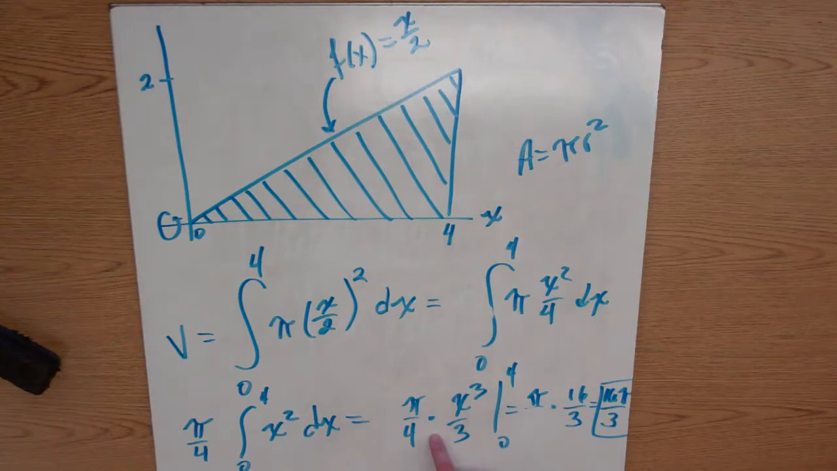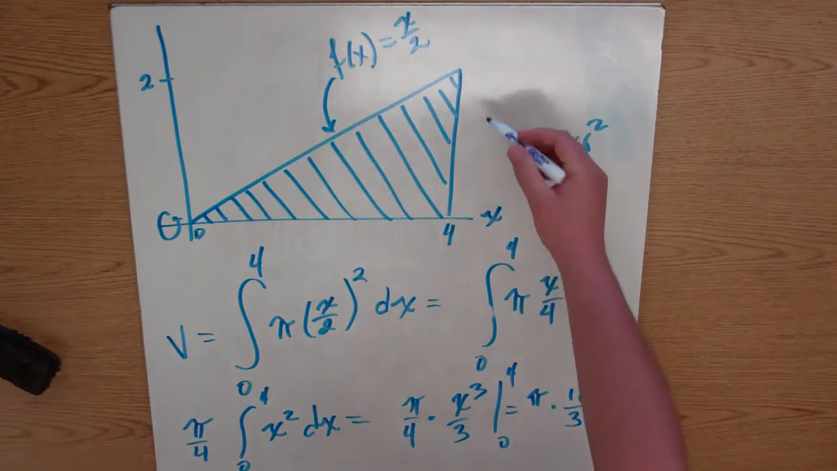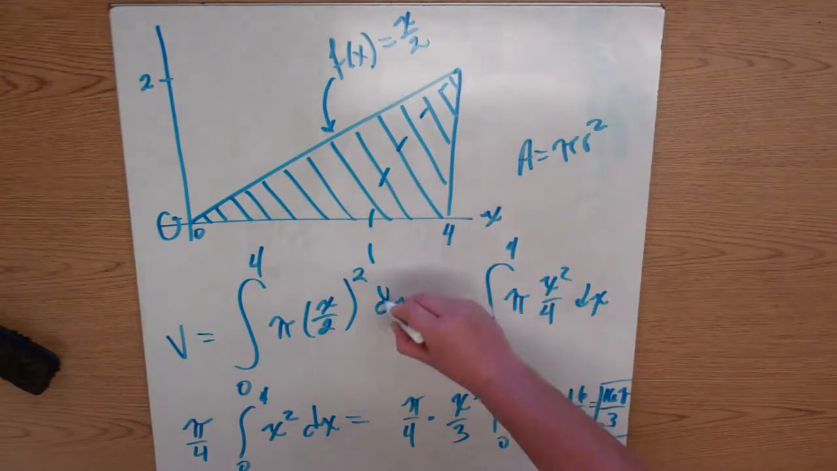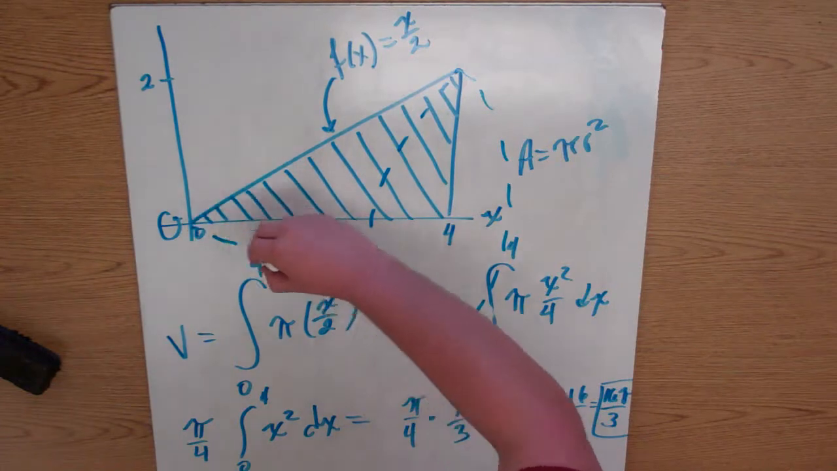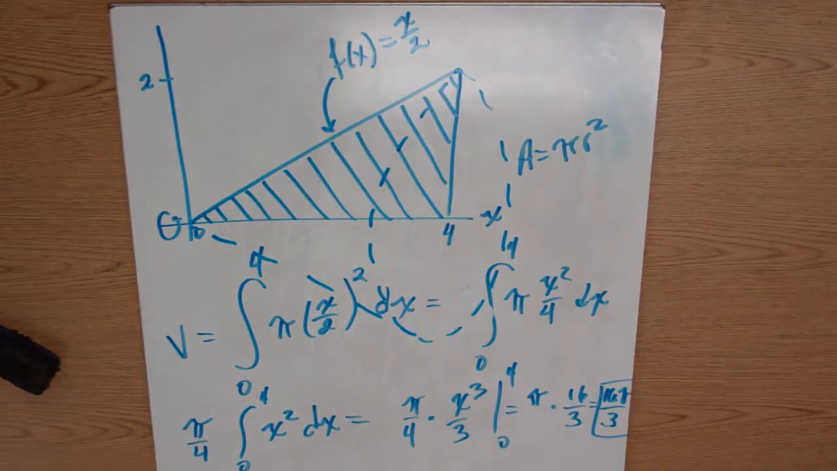So the pi over 4 times the integral from 0 to 4 of x squared dx. That equals pi over 4 times x cubed over 3, which equals pi over 4 times 4 cubed over 3. The 4 cubed and the 4 will cancel to just 4 squared. Okay, so it's pi times 16 over 3, which is 16 pi over 3. And then that's your volume. When you revolve this around like this, and you get that cone, the volume of that cone will be 16 pi over 3.